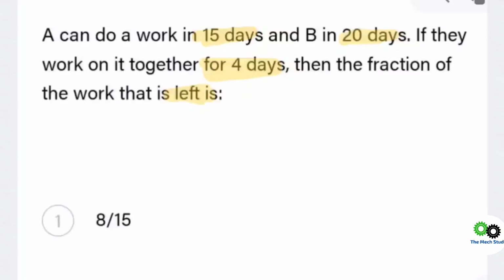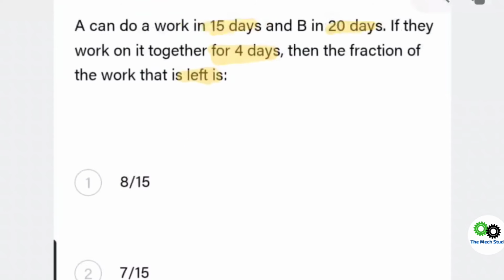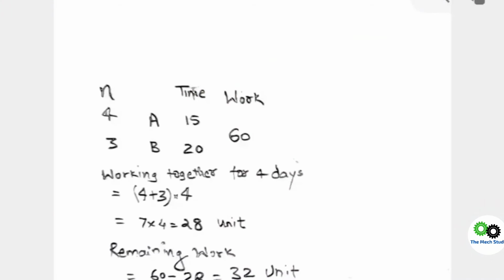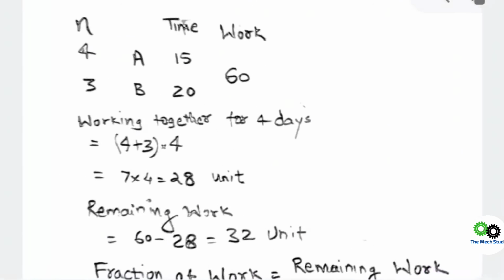There are mainly 4 keywords. A is working on a particular unit of work and takes 15 days, B does the same work and takes 20 days. Both work together for 4 days, and you have to calculate the total left work. They have given the 4 options: 8/15, 7/15, 2/3 and 31/60. You need to calculate it. Basically you need to pause the video and try to solve. If not, then I'll solve it.